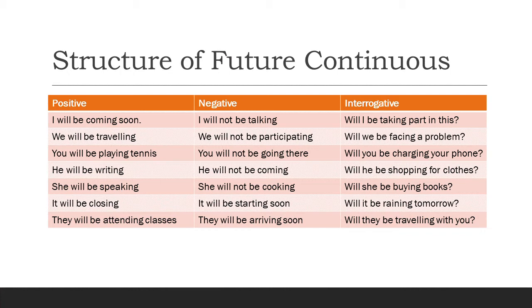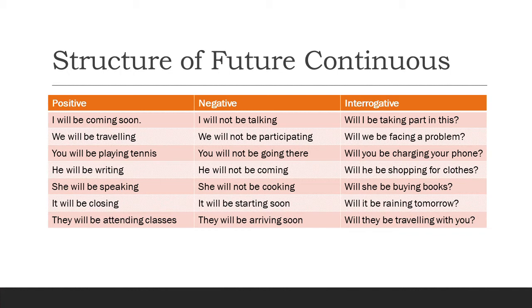With negative, you can say something like I will not be talking. We will not be participating. You will not be going there. She will not be coming. He will not be cooking. It will not be starting. They will not be arriving soon. Okay, so those are some of the negative sentences.